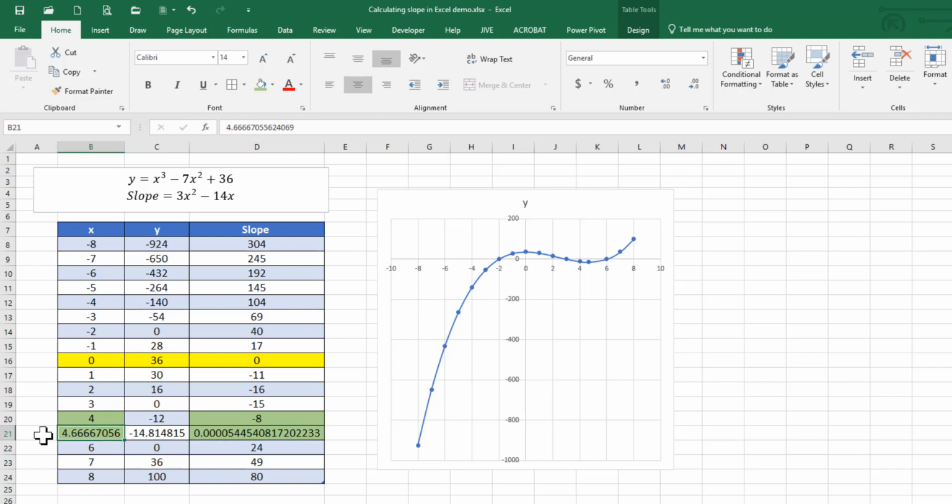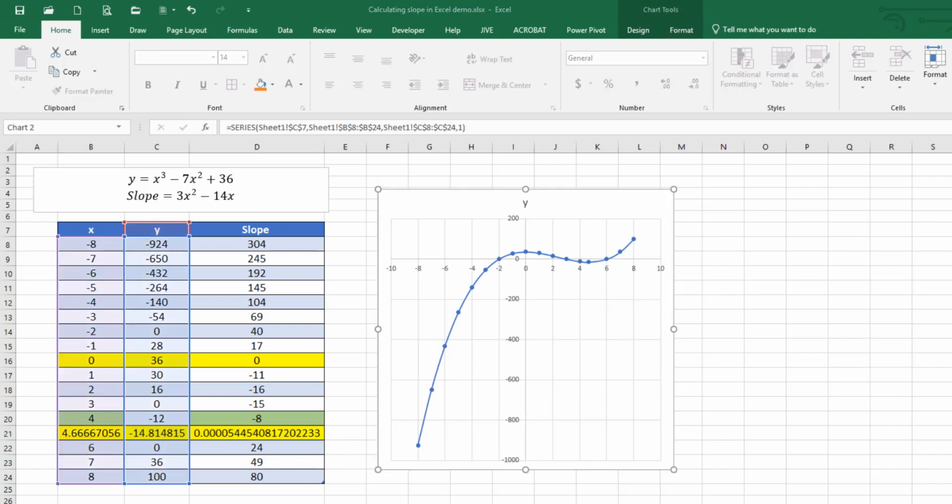And indeed, when we did this calculation by hand, we had a value of 4 2/3, which is very, very close to this x value. I would have rounded that to 4.67 anyways. So now this is the coordinate 4.667, and the corresponding y value is negative 14.81 for this local min. And there you go. That's how you can use Excel to both plot a function as well as determine where those slope values are 0. In other words, where our local minimum and maximum values are.